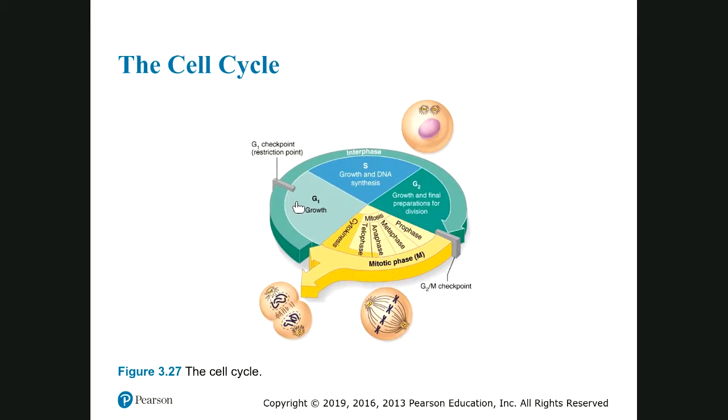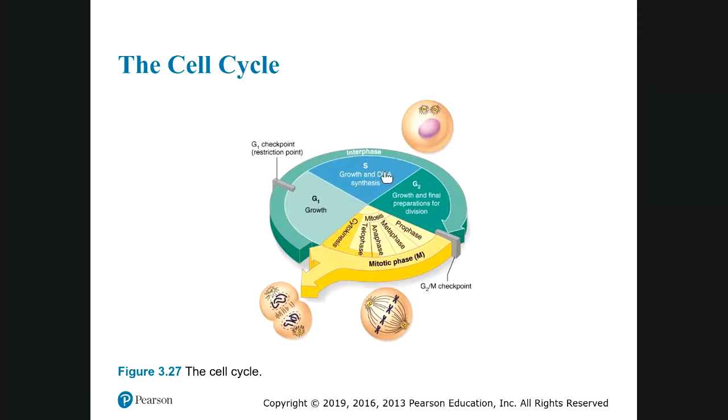Interphase is the period from cell formation to cell division. It is also known as the metabolic phase or the growth phase. It has subphases. It is divided into G1, S, and G2. The G stands for gap. The S stands for synthesis.